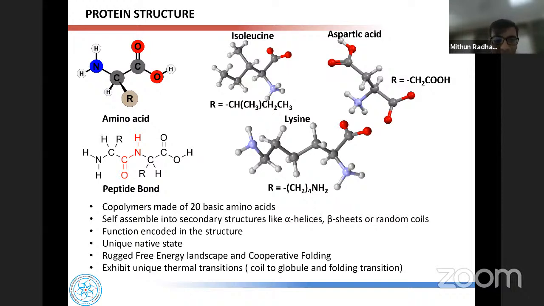These are polymers, and they self-assemble, as we know, into alpha helices, beta sheets, and random coils. Many studies show that the function is encoded in the structure, and these have unique native states. The free energy landscape is pretty rugged, and then the concept of cooperative folding comes in, and all of you might know about Levinthal's paradox, etc. They exhibit unique thermal transitions, like the coil-to-globule and folding transitions. These are some of the properties which I want my model to exhibit.